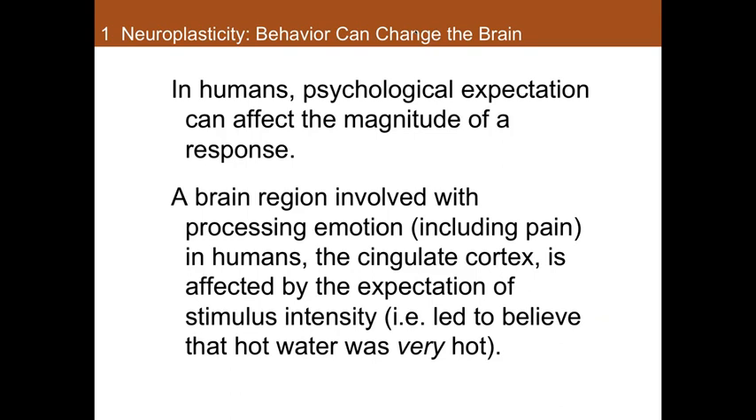In humans, psychological expectation can actually affect the magnitude of a response. So this is another example of neuroplasticity. So if you tell somebody, wow, this is going to be really, really hot, then if you look at that person's activation of certain brain areas on functional neuroimaging, you'll see that they actually do experience the water as hotter because they expect it to be hotter, and they'll also tell you through their subjective experience that they felt like it was hotter than somebody who was just allowed to experience it without having been fed expectations ahead of time.